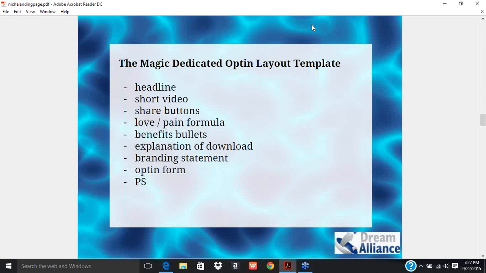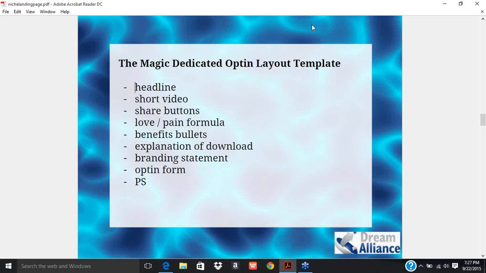Then you do want some share buttons, and share buttons aren't going to take them away from the page. Typically people don't share anyway after they've opted in. Well, it's too late at that point, but the share buttons are designed to open up in a small, what we call an iframe window. So if you click share on Twitter, it doesn't take you from the page.